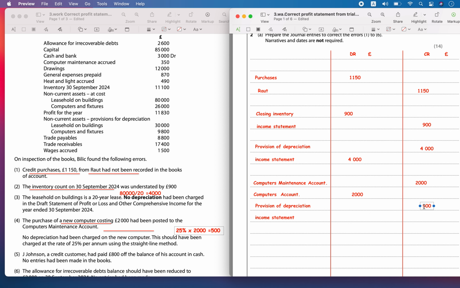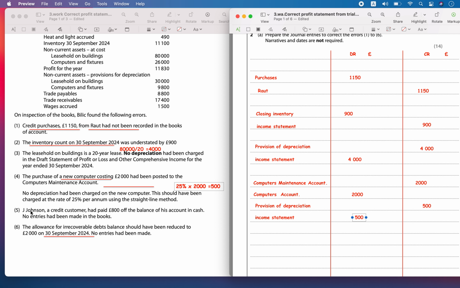Then we see that J Johnson, a credit customer, had paid 800 off the balance of his account in cash. No entries had been made in the books. So this was cash paid by a credit customer. He had paid off 800 in cash, which means it affects the bank or the cash account.